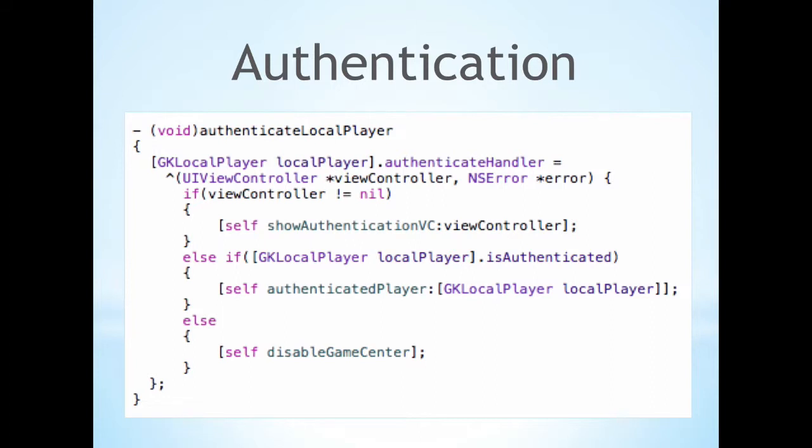And then if it is, then you just want to do some setters here, and you want to enable Game Center. And if not, you want to disable Game Center. Which, again, these are sample methods, but you implement it how you want. It's pretty much that simple. You just need to have some sort of way to know whether or not there's an authenticated player, some sort of flag.